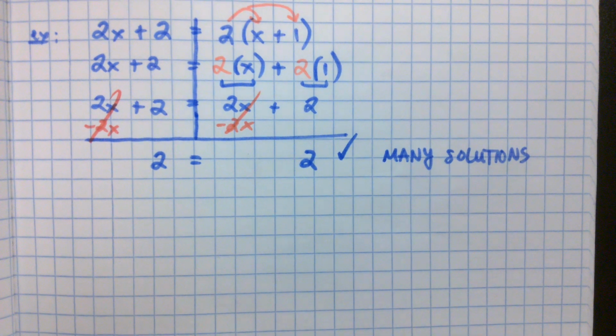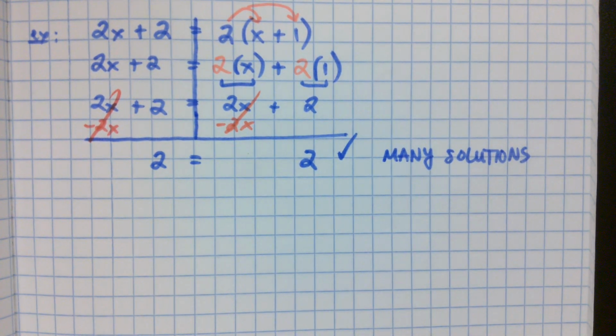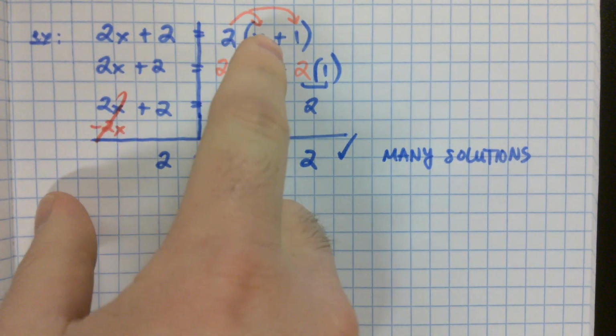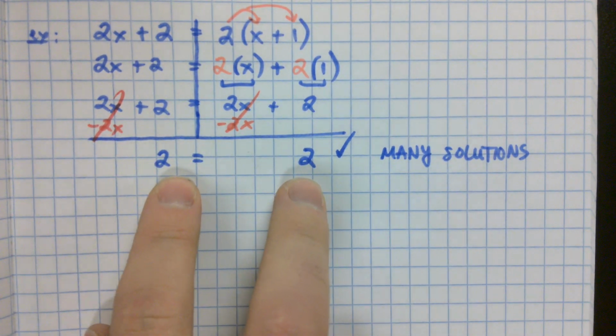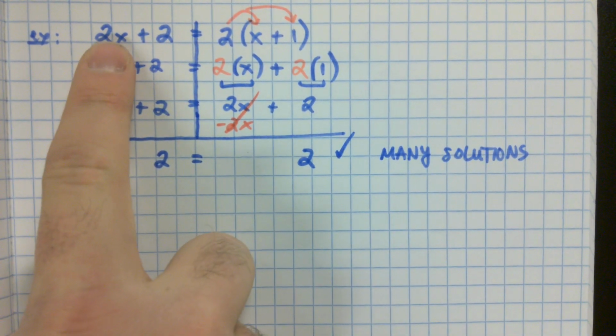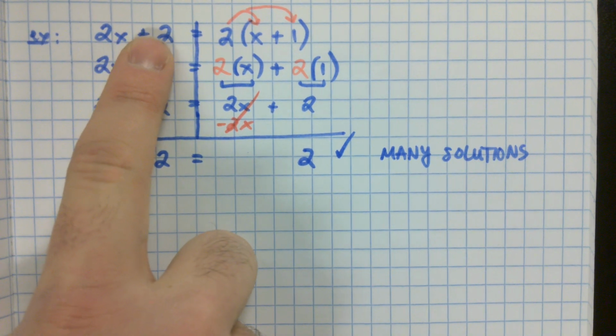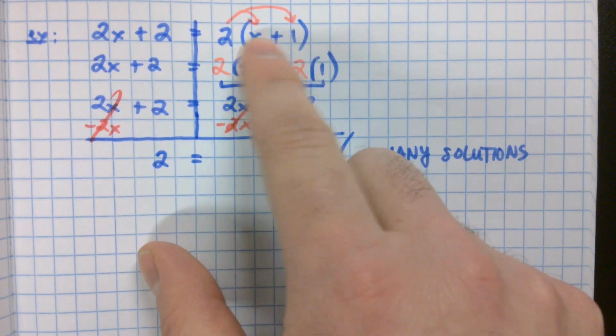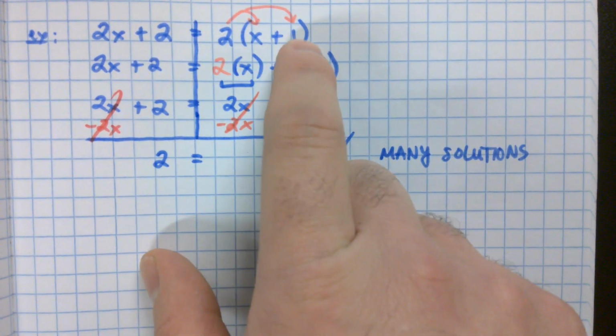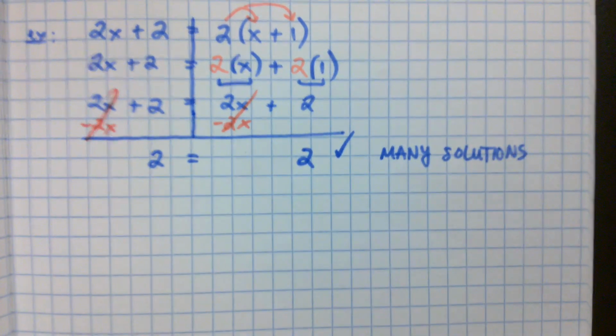Remember, an equation is like a machine. You put something into it, you get something out. This specific equation, in this example, we could put anything in for x, and we will get a true statement as our answer. If we plugged in 5, we'd get 2 times 5, which is 10, plus 2 is 12. Plug in a 5 over here. 5 plus 1 is 6, times 2, which is 12. 12 equals 12. True statement.